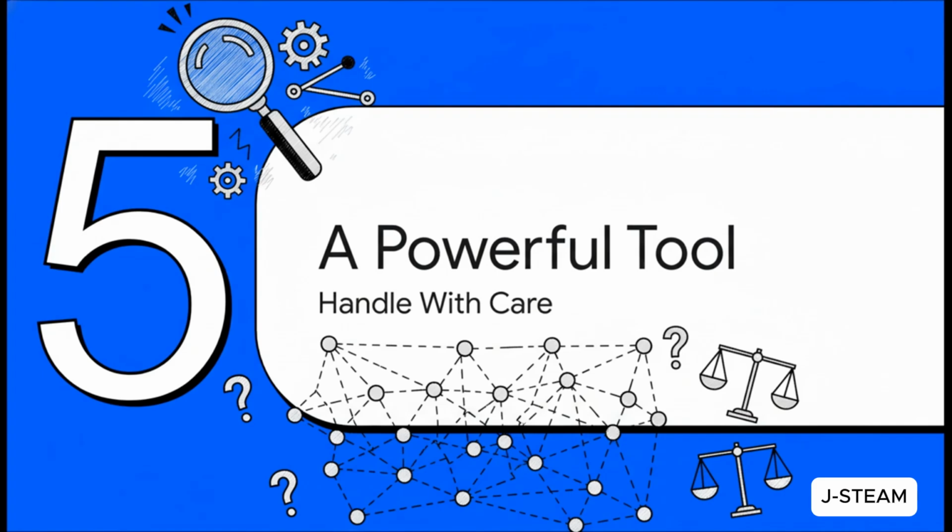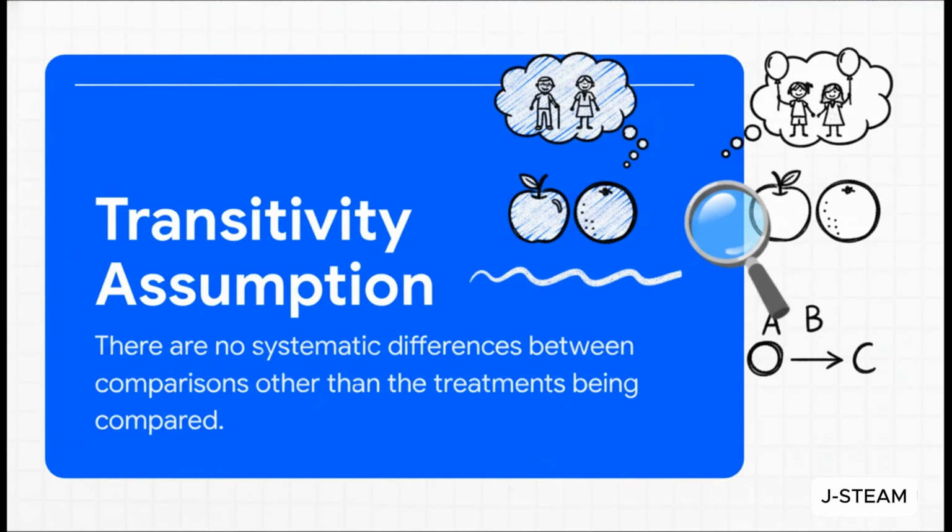Now, hold on. Before we get too carried away, we have to talk about the fine print. Because the entire power of NMA rests on a few absolutely critical assumptions. And if those assumptions aren't met, the results can be misleading. The single most important assumption is called transitivity. Just think of it as the apples to apples rule. For that indirect comparison to work, remember our A versus C and B versus C example, we have to be able to assume that the patients in the A versus C studies are basically the same as the patients in the B versus C studies. If, say, the A versus C trials only included older patients and the B versus C trials only included younger patients, well then our indirect comparison is totally useless. You'd be comparing apples to oranges and the results would be junk.